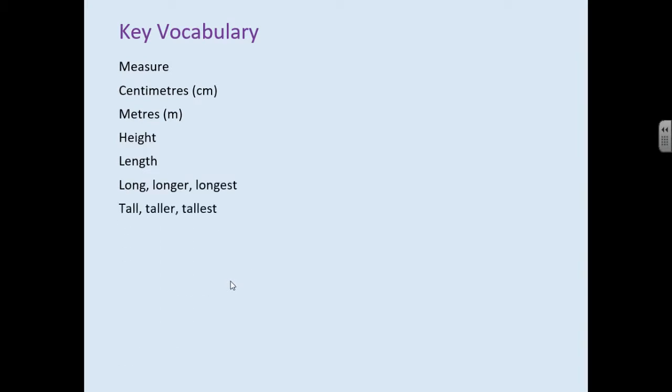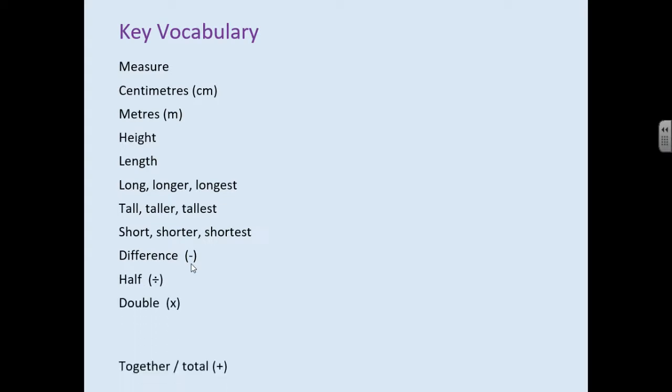Let's go through the key vocabulary. Repeat after me. Measure, centimeters, meters, height, length, long, longer, longest, tall, taller, tallest, short, shorter, shortest, distance, in brackets I put the operation for subtract, half as in divide, double as in multiply, together or total as in add.